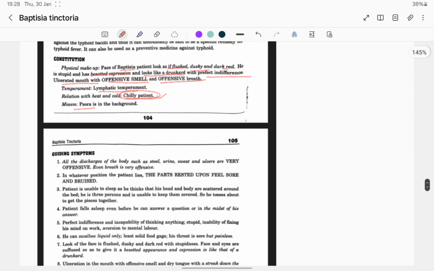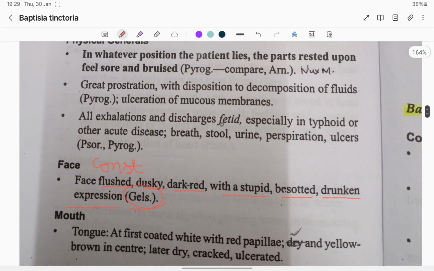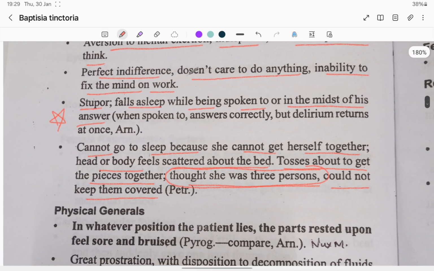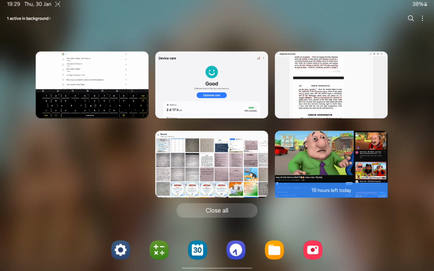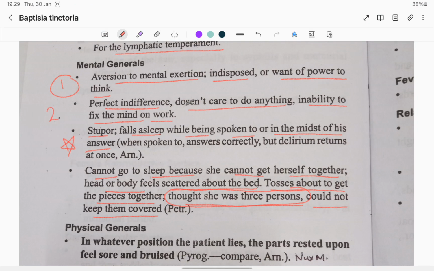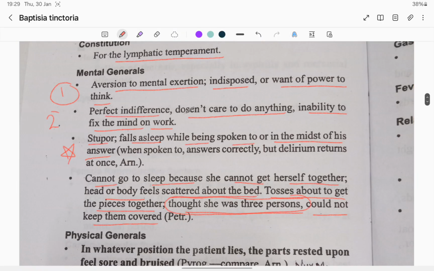So now we are going to discuss physical characteristic symptoms of Baptisia. So, number one, averse to mental exertion, perfect indifference, inability to fix mind. This one is second. And fall asleep, third. And this point is fourth. I have discussed and described this.